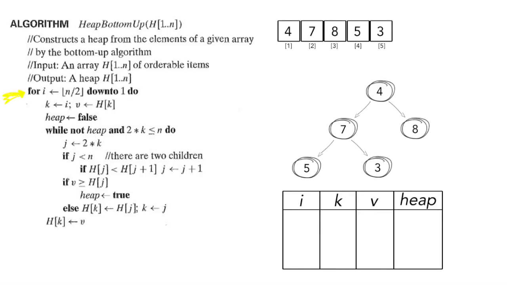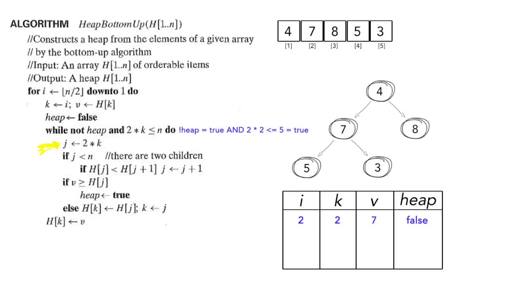Now let's try the heap bottom-up algorithm to construct a heap using the same example. i gets the floor of n over 2, which is 5 over 2, equal to 2. k gets i, which is 2. v gets the number at index k, which is 7. And heap gets false. While not heap and 2 times k is less than or equal to n, or not heap and 2 times 2 is less than or equal to 5, which is true in our example.